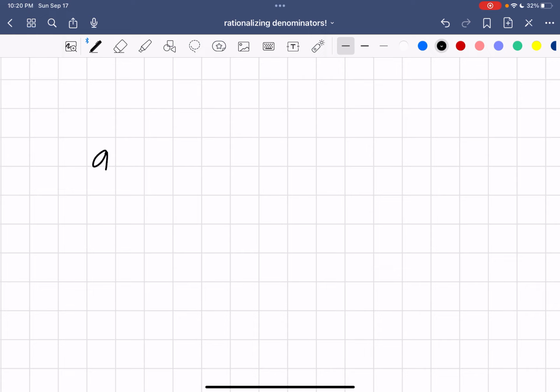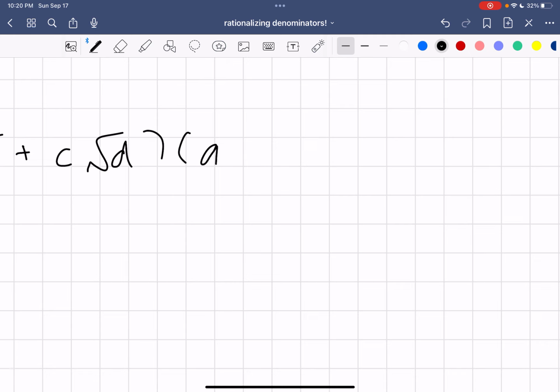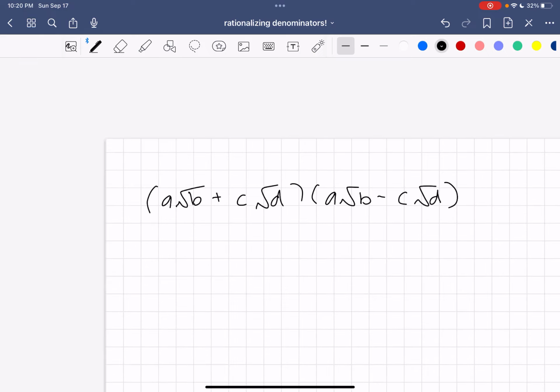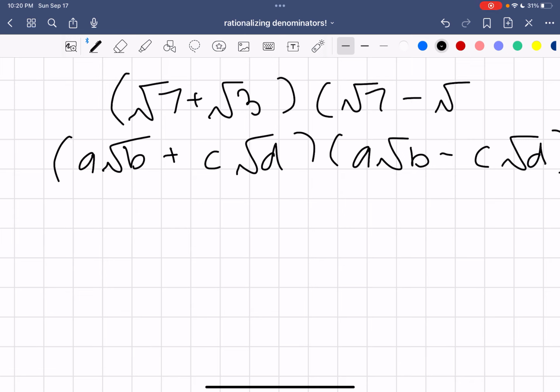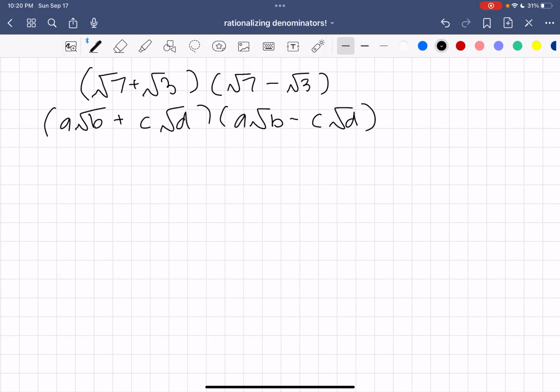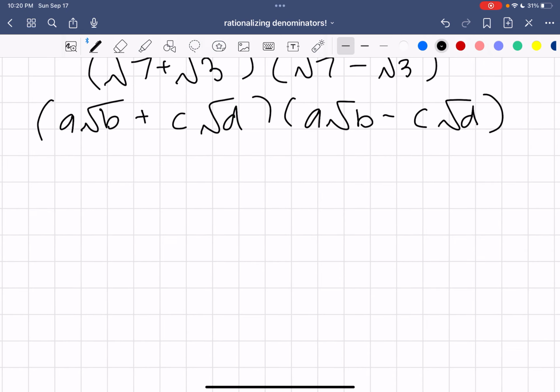Okay, so A times square root of B plus C times square root of D times A times square root of B minus C times square root of D. So imagine we have the problem that we just did. In this case, A and C are 1. So now, when you multiply this, you would get... I'm not doing the math, so I'm just going to follow the textbook.